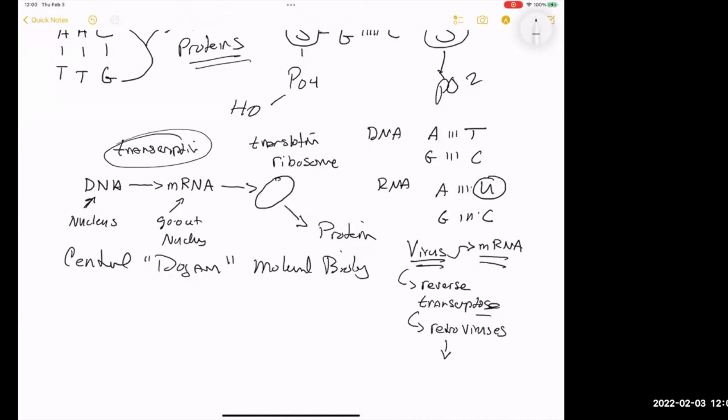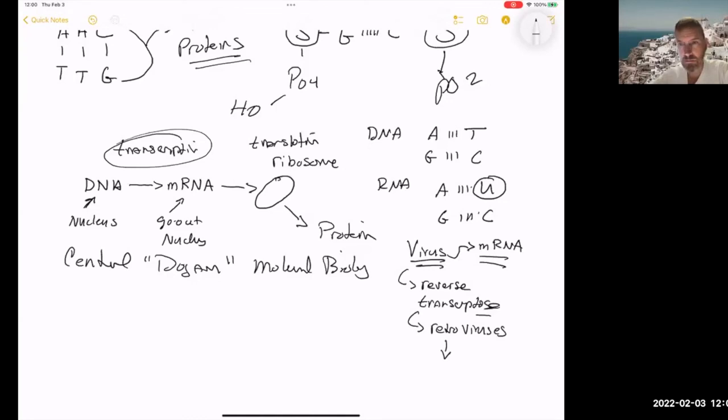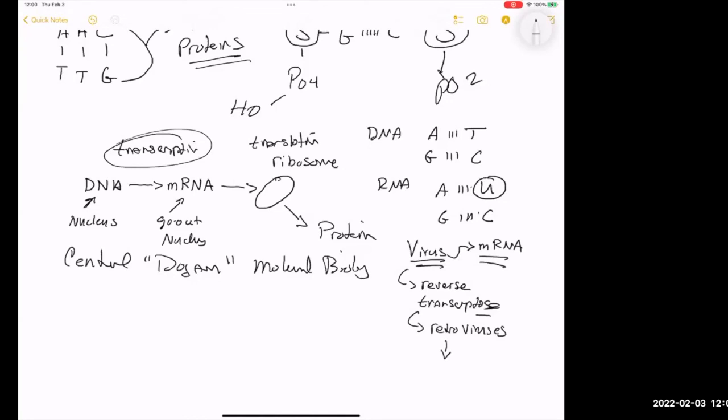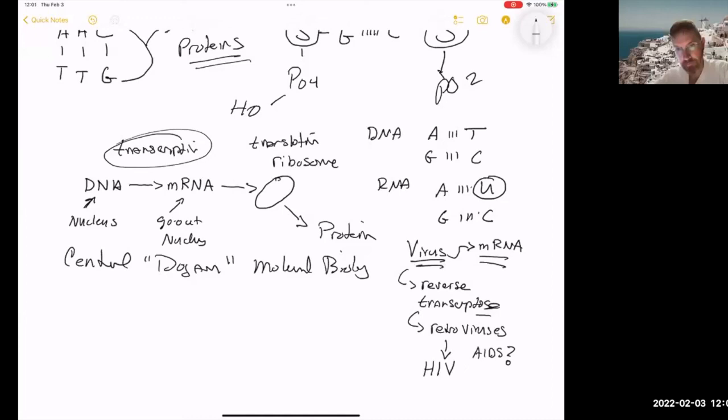Is it AIDS? No. Polio? No. You all familiar with this? HIV. Somebody mentioned AIDS. Is AIDS HIV? No, AIDS is what infects the body and then causes HIV. No. Actually, I'm glad I brought this up. This is super important, actually.